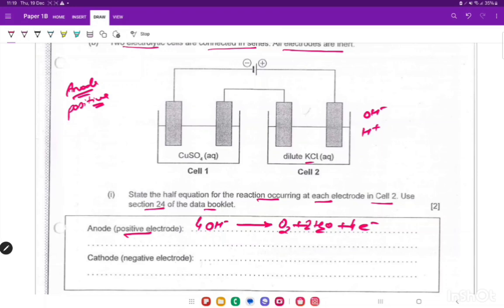Whereas at the cathode, the H plus ions will move towards the cathode. Instead of K plus, H plus has more tendency to lose charge. They go to the cathode, the negative electrode, accept 2 electrons and convert into hydrogen gas. Here oxygen gas is produced and there hydrogen gas is produced. So these are the equations taking place at the 2 electrodes. Instead of K plus and Cl minus ions, H plus and OH minus ions will discharge because they have more tendency to lose their charge.